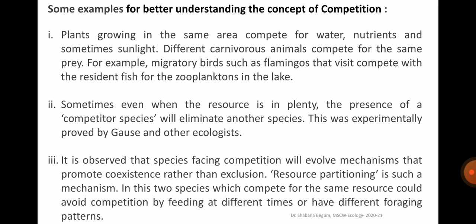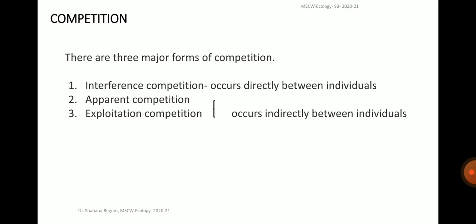It is observed that species facing competition will evolve mechanisms that promote coexistence rather than exclusion. Resource partitioning is such a mechanism. In this, two species which compete for the same resource could avoid competition by feeding at different times or having different foraging patterns. The competition is of three major types. They are interference competition, which occurs directly between the individuals, and apparent competition and exploitation competition, both of which occur indirectly between the individuals.